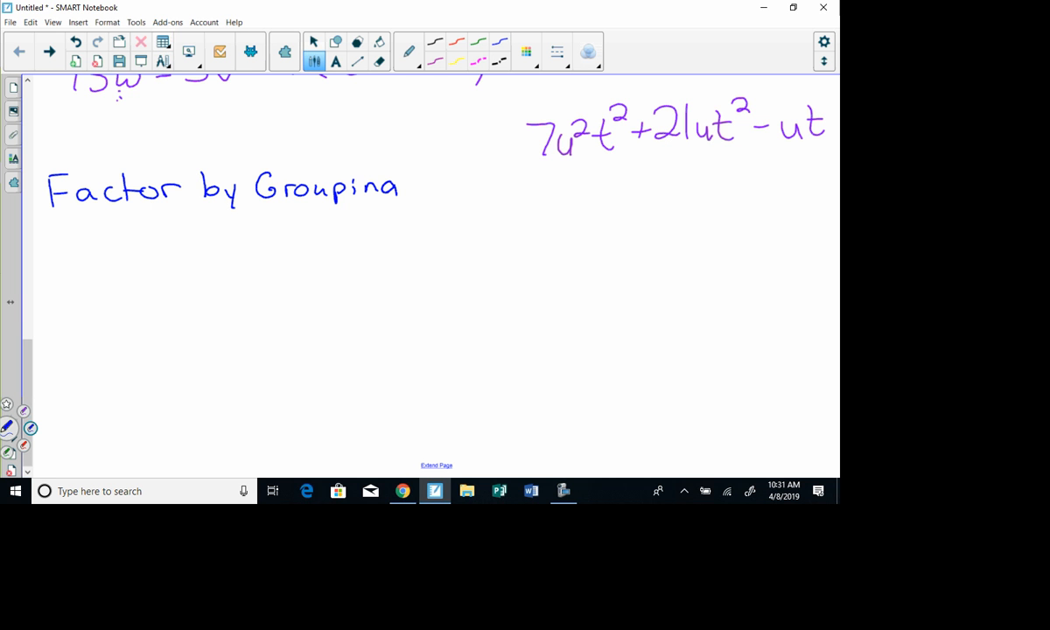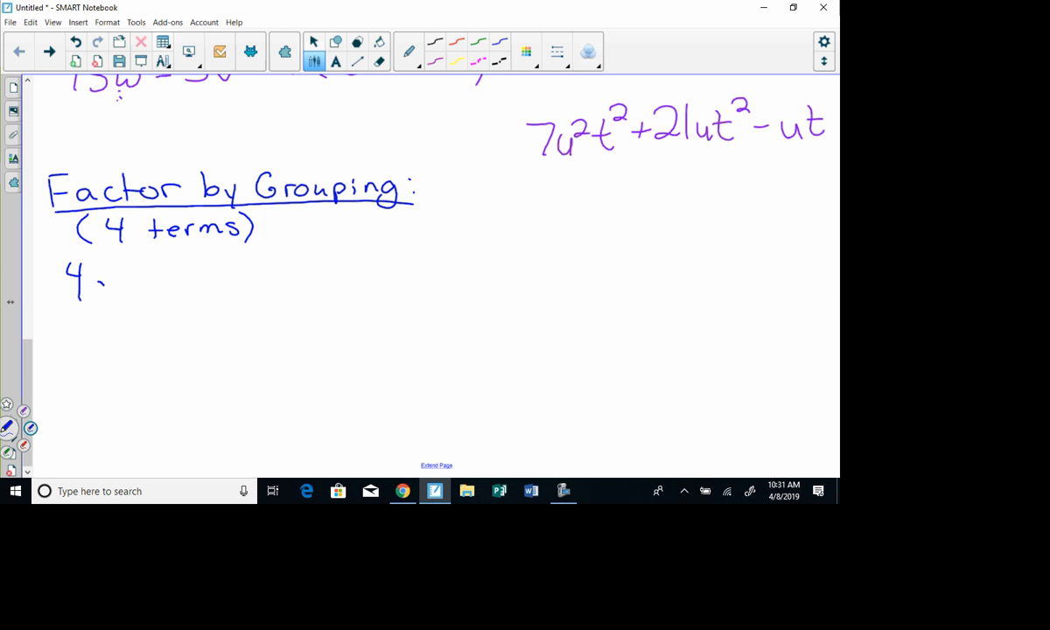We factor by grouping a lot of times when we have four terms. Not always, but this is usually what we do when we have four terms, a quadrinomial. So if you've got four terms, a lot of times that should click in your brain: I'm going to factor by grouping. I would like you to just watch this first one, not write it down.